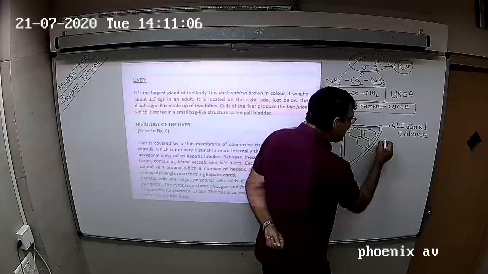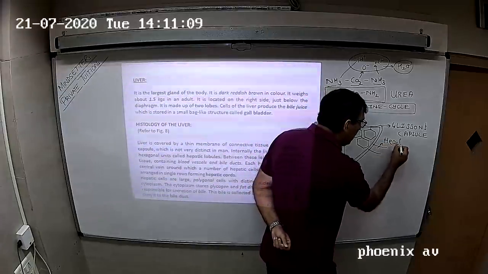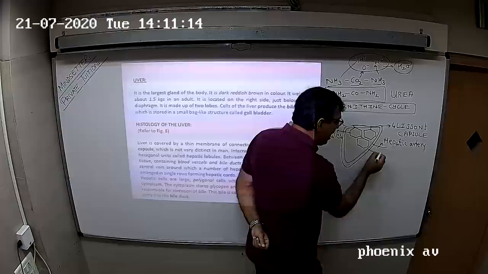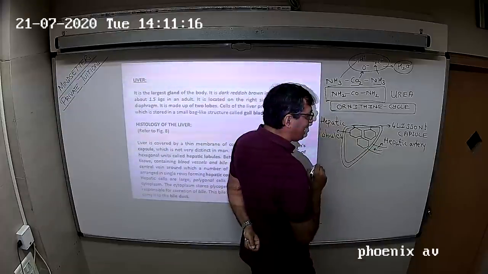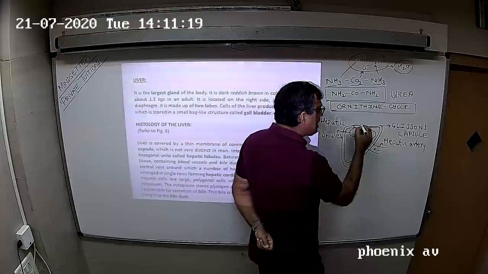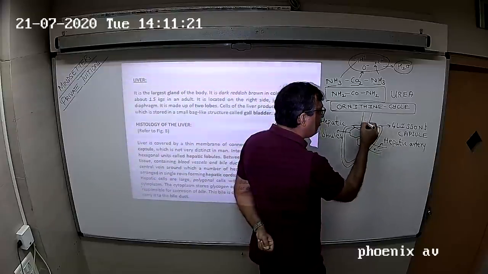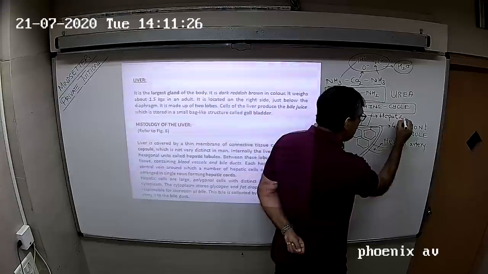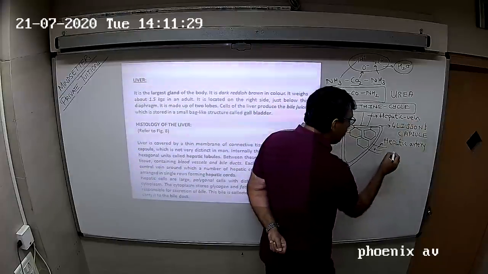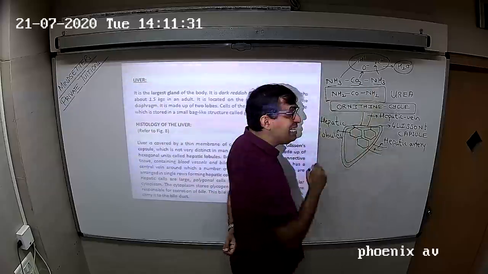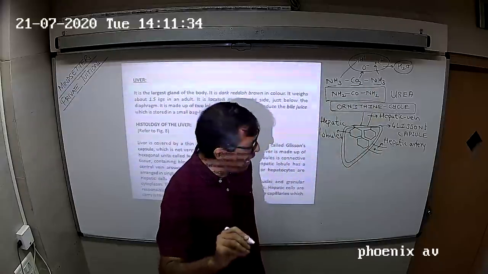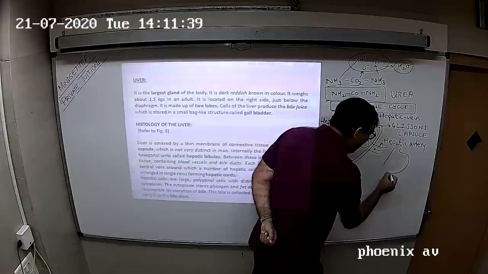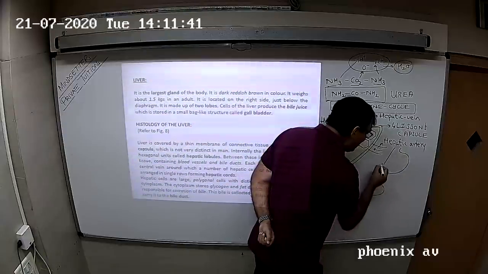is called the hepatic artery, and the hepatic artery brings in blood. Blood enters the liver through the hepatic artery, and there is a vein which comes out of the liver, called the hepatic vein. So the hepatic artery brings in blood, the hepatic vein takes away the blood. And pay very close attention, child, we have the stomach and then we have the intestine.